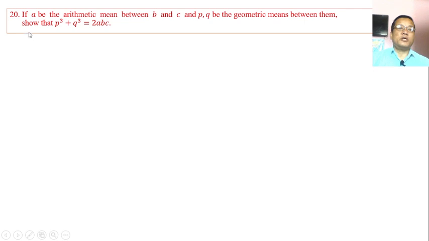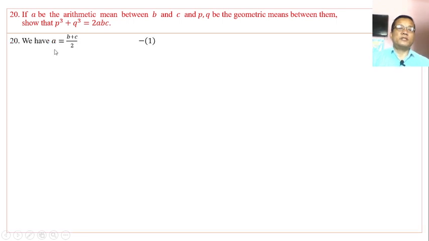Question number 20. If A be the arithmetic mean between B and C, and P and Q be the geometric means between them, so that P cube plus Q cube equals twice ABC.